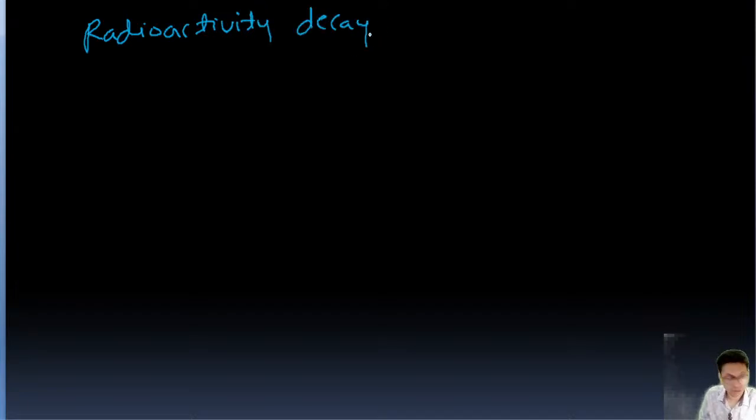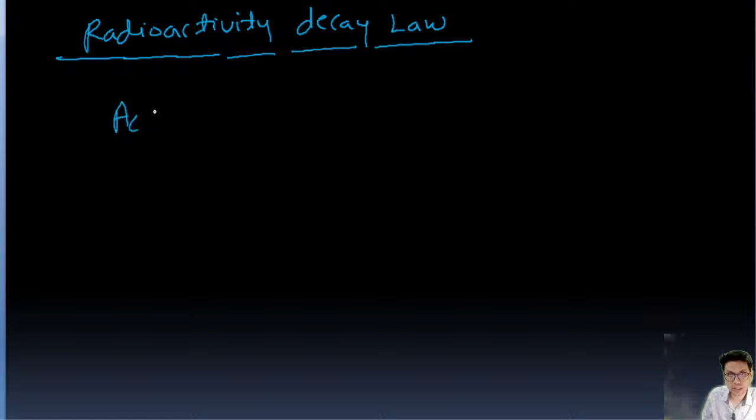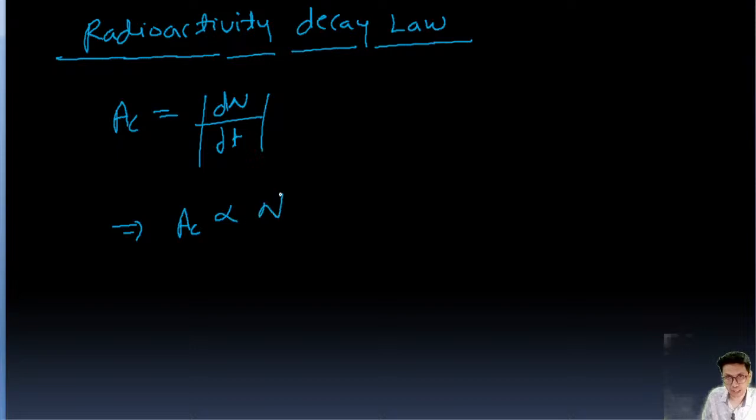So now, radioactivity decay law. Okay. The activity A is equal to the modulus of dN upon dt, this we know. And also, guys, activity is proportional to N, the number of nuclei in the sample.